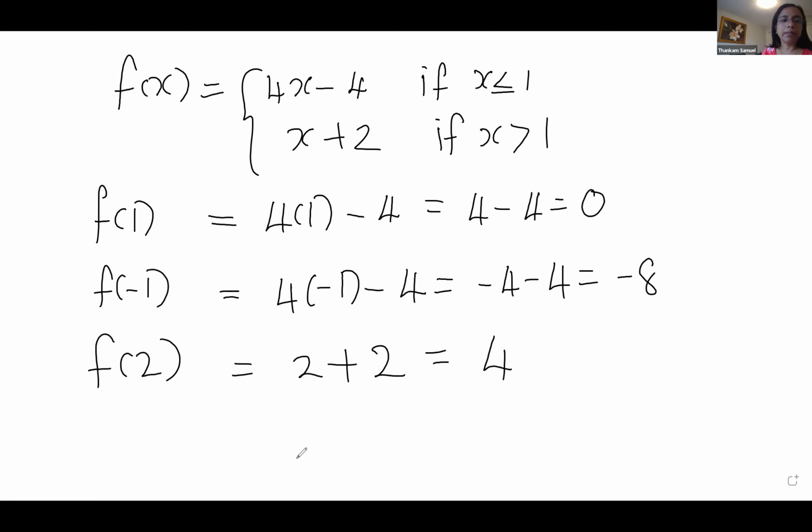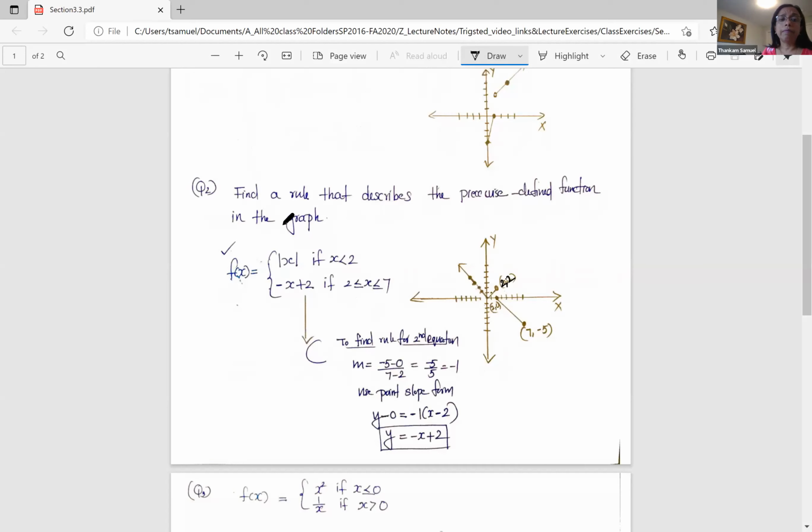Let's look at another example. So in this question, we need to find a rule that describes the piecewise defined function in the graph. In the graph, you can see that this is an absolute value function. And this is like a line segment. So we need to find a rule that describes both graphs using the piecewise function. So let's name the function as f of x.